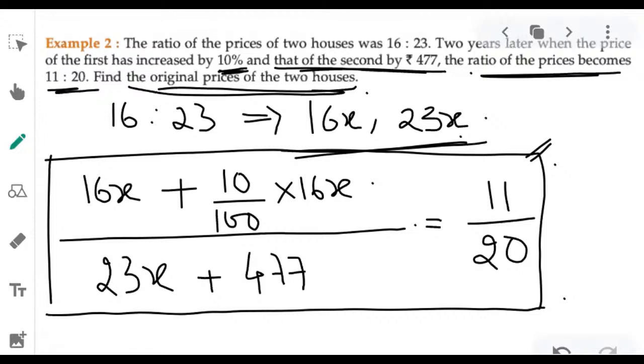I didn't understand why 16x came again here. So he's saying that after 2 years, the price of the first house increased by 10%. Right? 10% of what? 10% of the price of the first house only. Now if it is 100 rupees, it increased by 10 rupees by the next 2 years. That's what he's saying. So that extra 10% is this. Right? Okay.